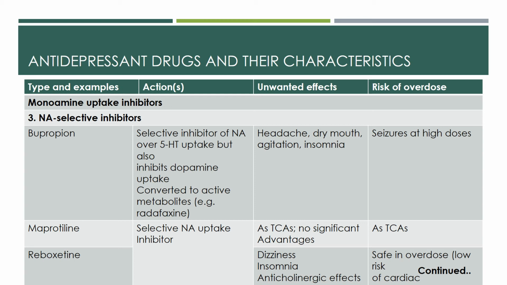Another is maprotiline. Maprotiline is a selective noradrenaline uptake inhibitor which acts like a TCA, with no significant advantages, and the side effects are like those of TCAs. Another is reboxetine. Reboxetine side effects are dizziness, insomnia, and anticholinergic effects. It is safe in overdose, with a low risk of cardiac arrhythmias.